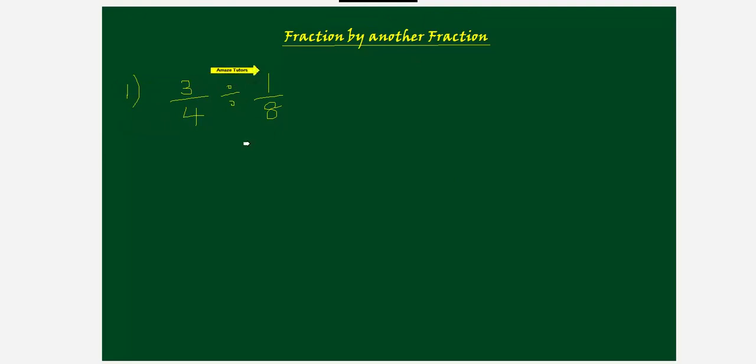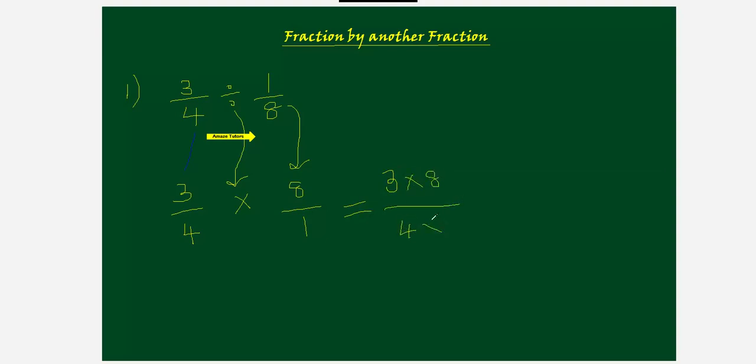3/4 divided by 1/8. What is step 1? Keep the first number as it is, first fraction, 3/4. Change the sign, division sign to multiplication sign. Flip. It is 1/8. When you flip it, it will become 8/1. Now multiply as usual. Multiply the numerators. Multiply the denominators. 3 8s are 24. 4 1s are 4. Now, is this the final answer? No. It's possible to simplify.